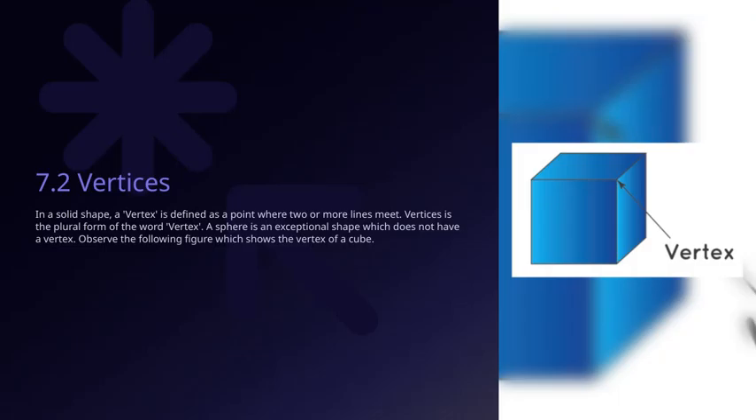Let's talk about vertices in a solid shape. A vertex is essentially a point where 2 or more lines come together. It's like the corner of a shape where edges meet. When we talk about multiple vertices, we use the plural form, which is vertices. Now, an interesting exception is a sphere. Since a sphere is perfectly round and smooth, it doesn't have any vertices at all. If you look at the figure on the slide, you'll see an example with a cube. The points where the edges meet are the vertices of the cube.